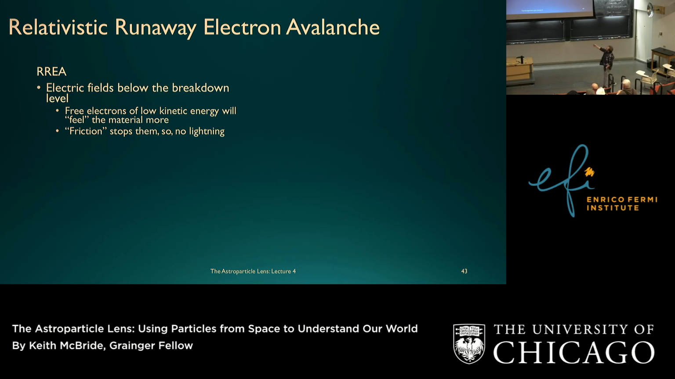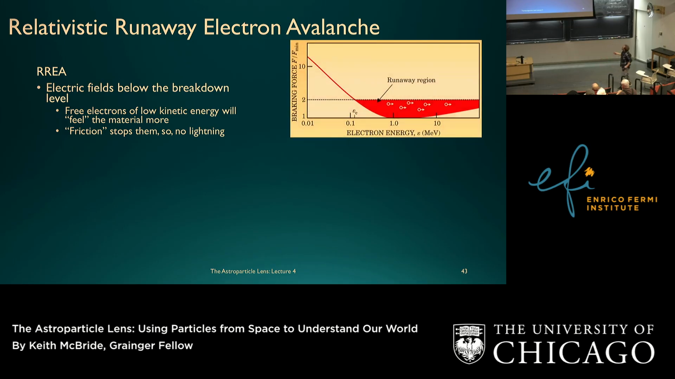What happens is, even though it's not at the breakdown level, even though it can't just make an arc, if there were free electrons, it matters if those electrons are already moving really fast or not. Right? And so this is called the braking radiation, the braking force.